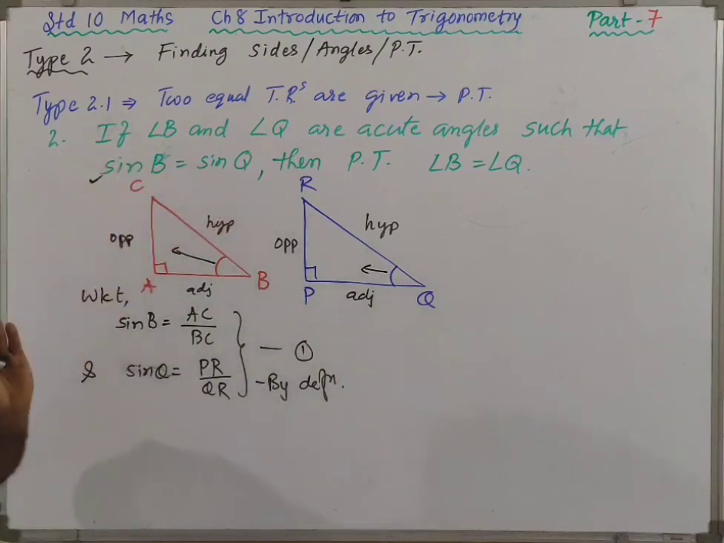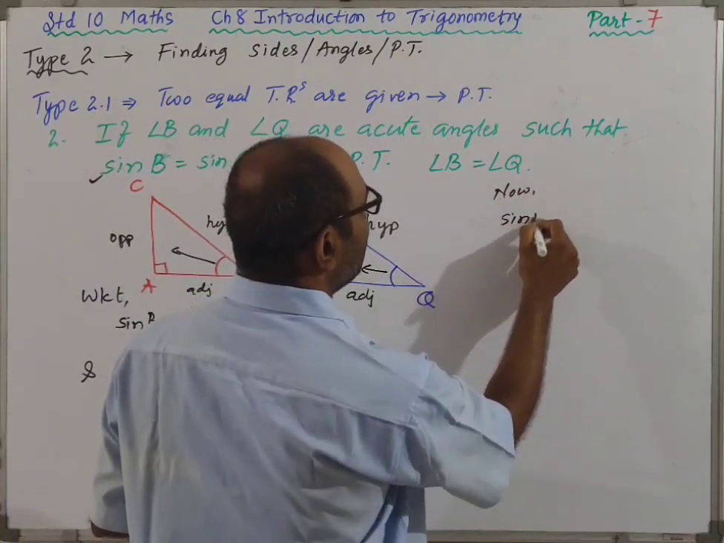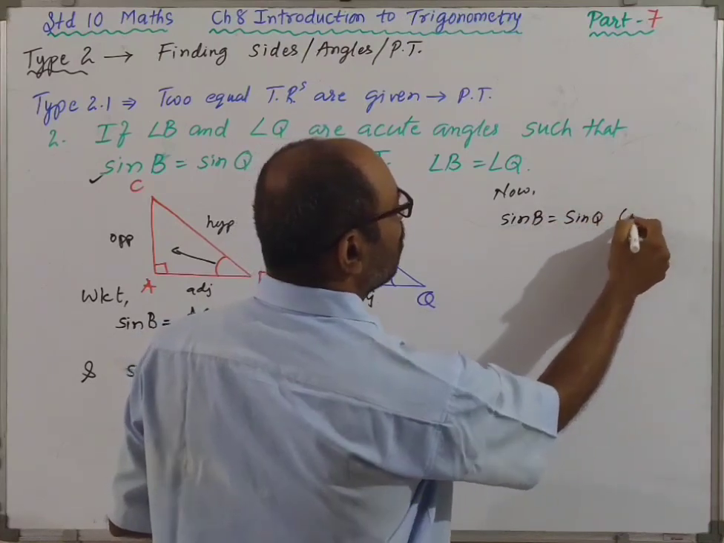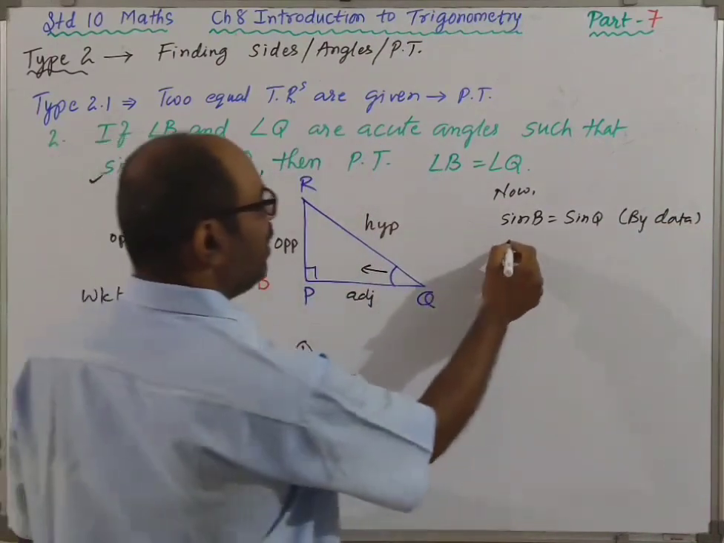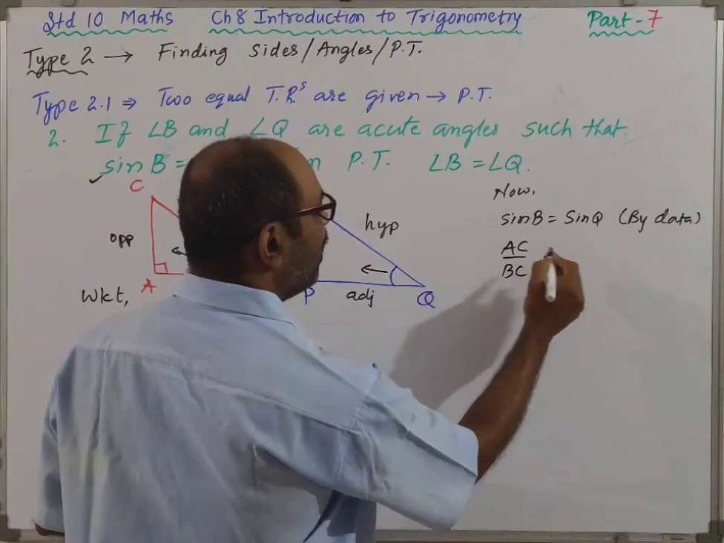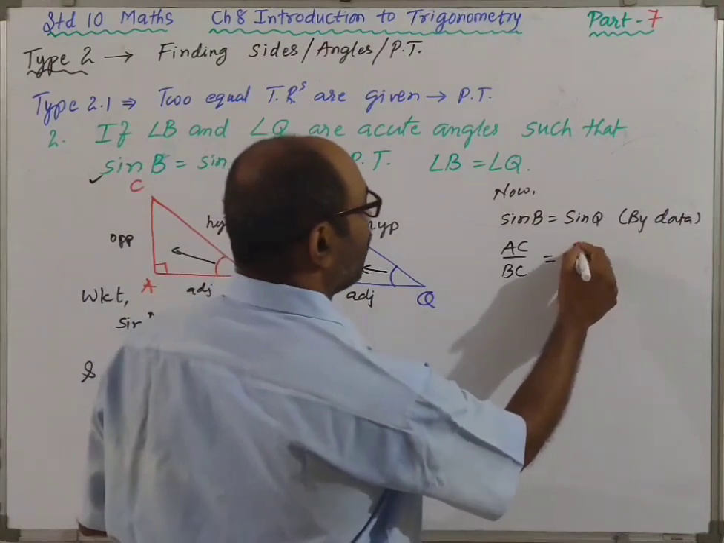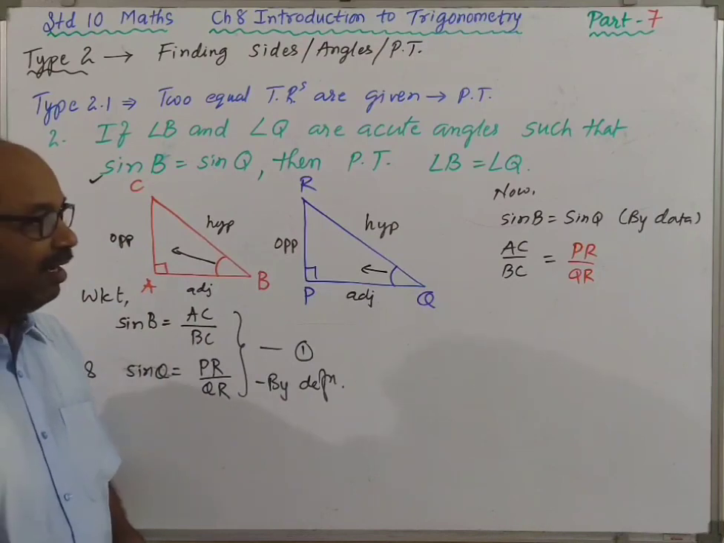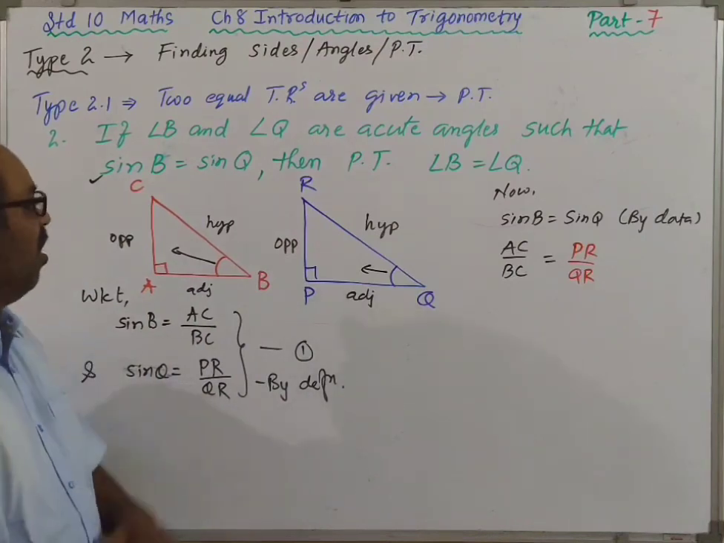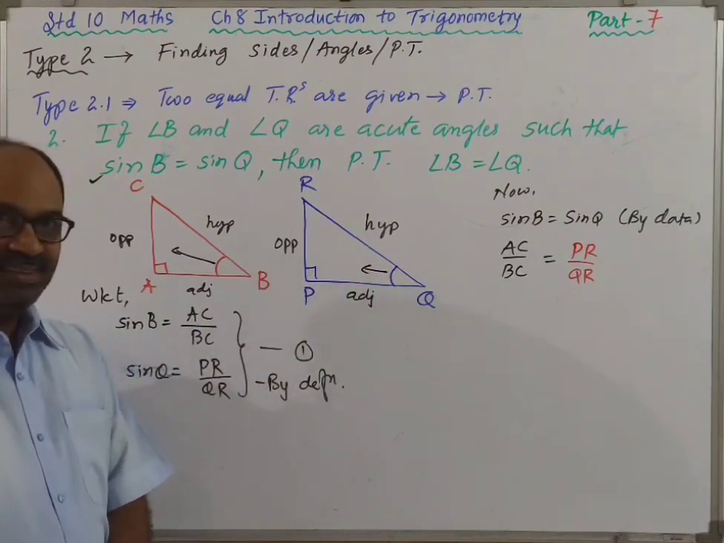Now sine B equal to sine Q. We found both, sine B and sine Q. But they are equal. Sine B is equal to sine Q by data. But what is sine B? AC upon BC is equal to what is sine Q? PR upon QR. Now what to do? We got this, nothing else. And I have to prove angle B is equal to angle Q. How will you prove that?